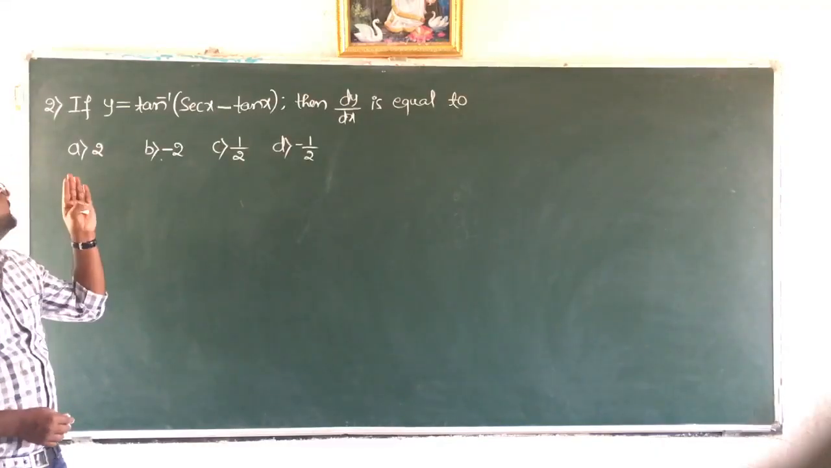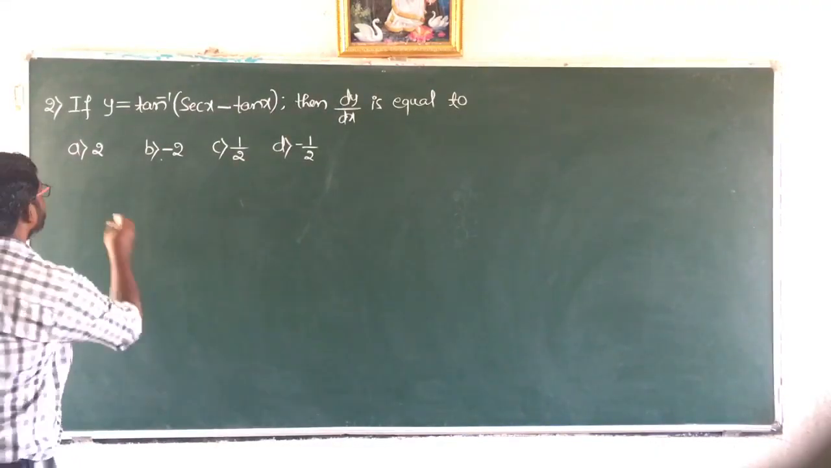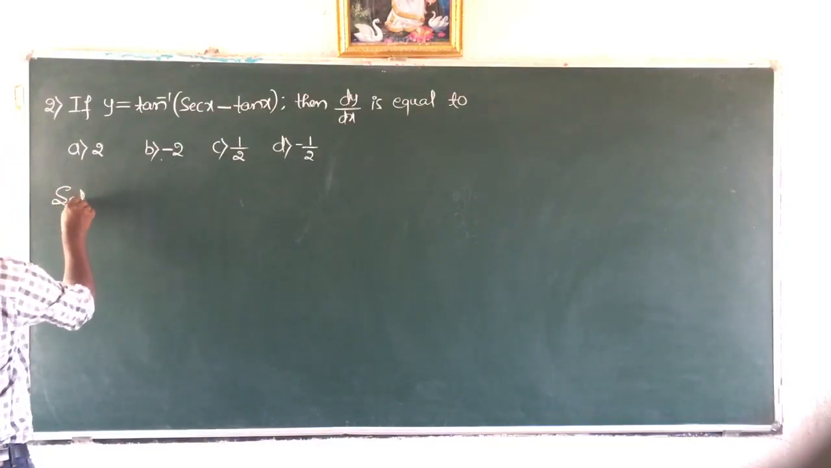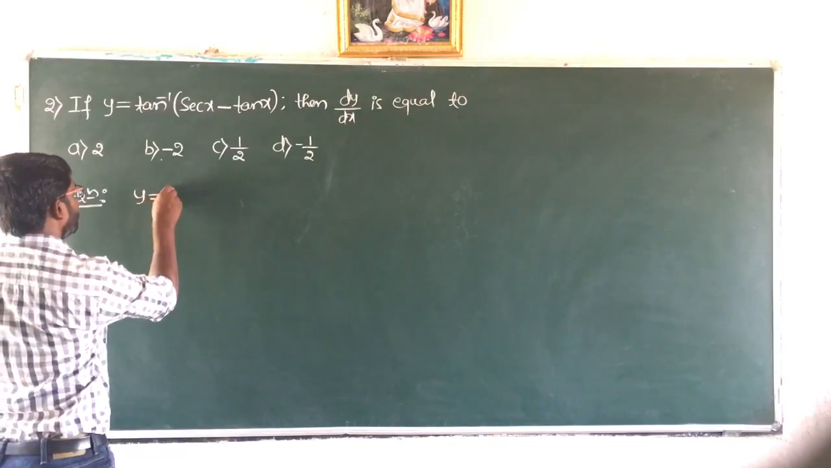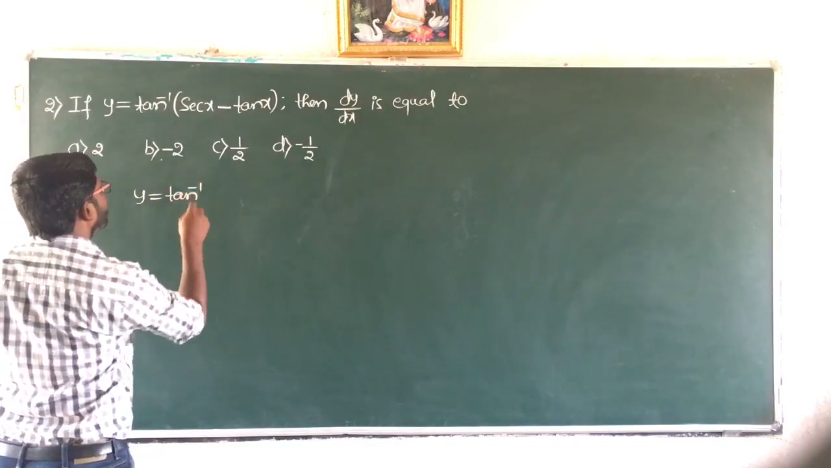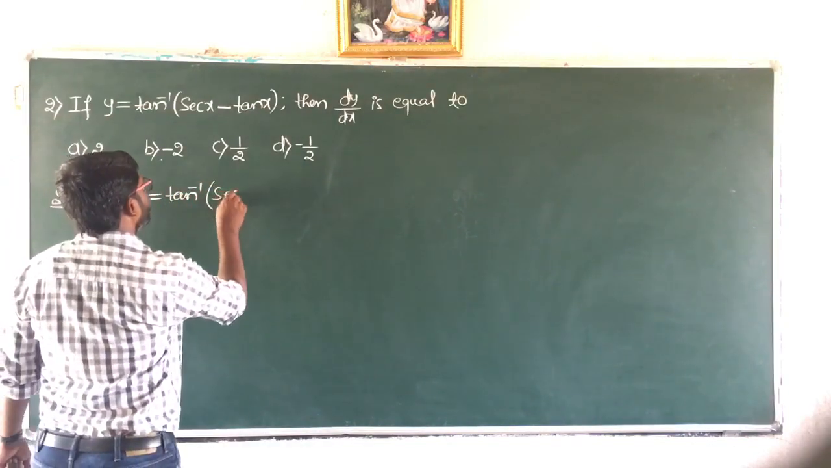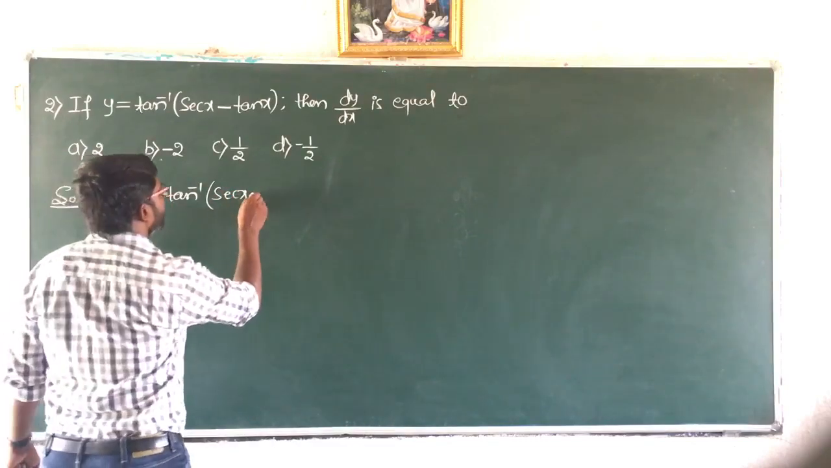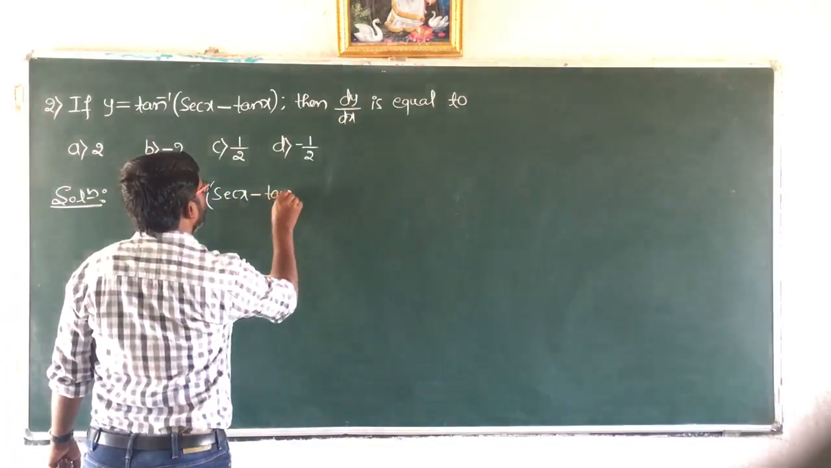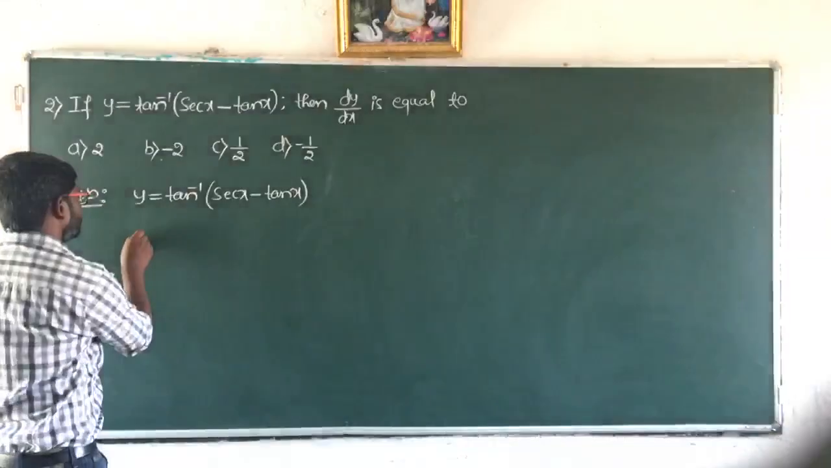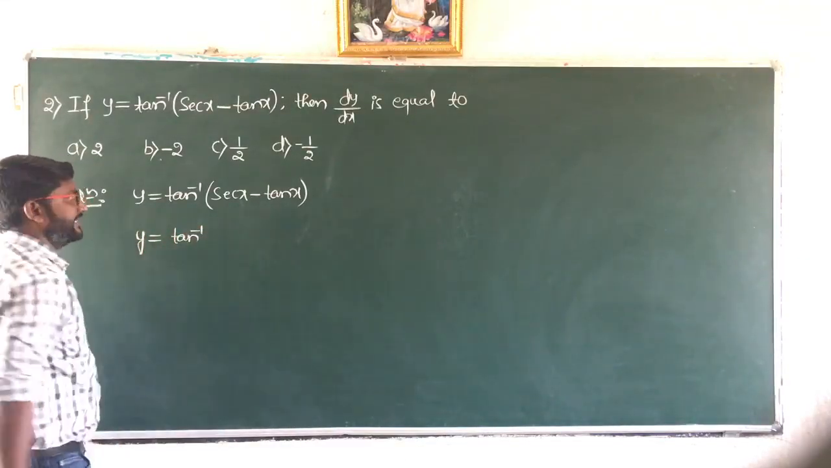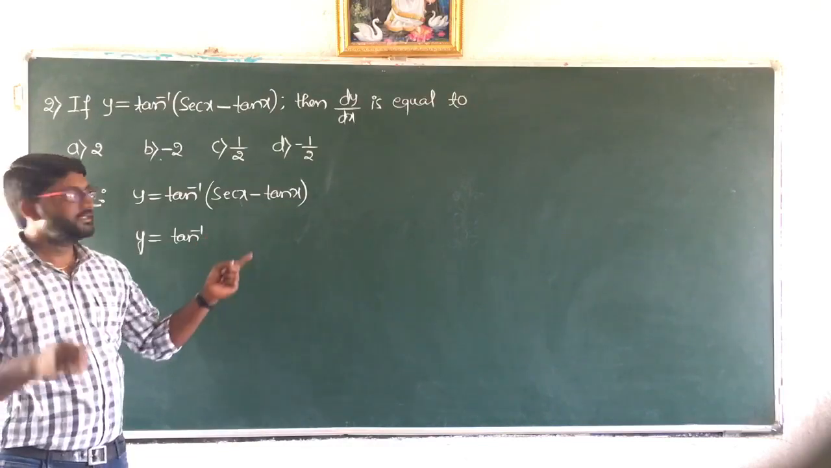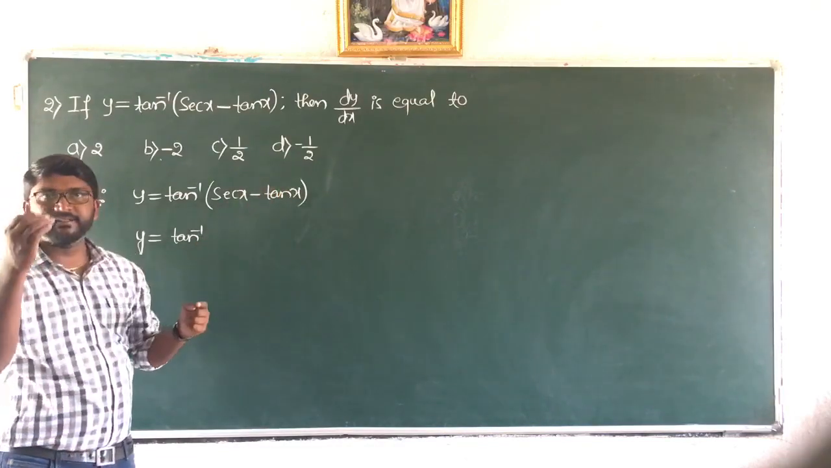Let us solve the next question now. See here, first I will write the given function: y is equal to tan inverse of (secant x minus tan x). Now we have to rewrite this. Secant x can be written as 1 by cos x and tan x can be written as sin x divided by cos x.